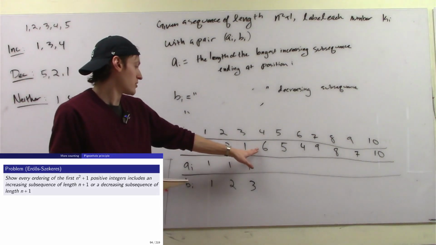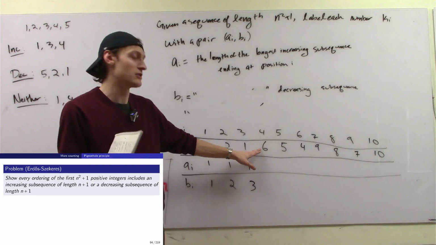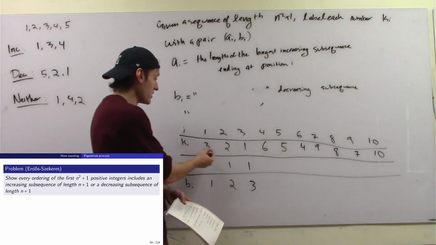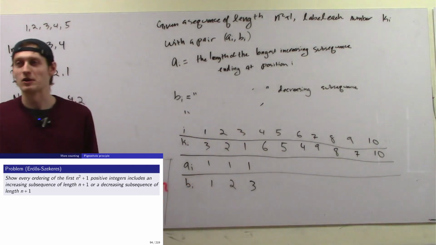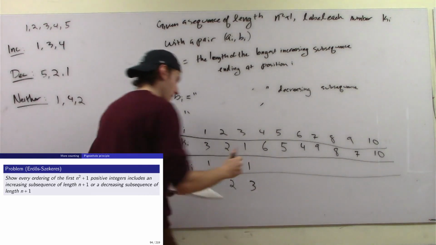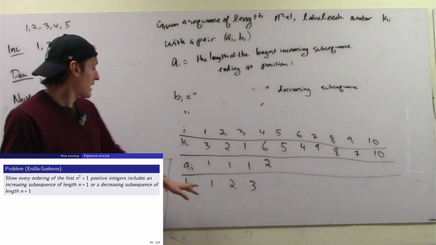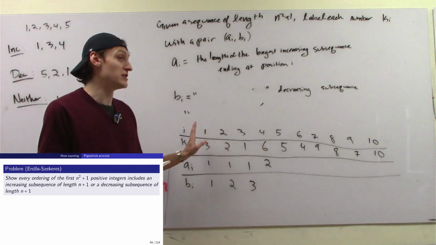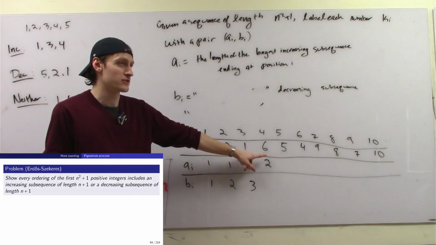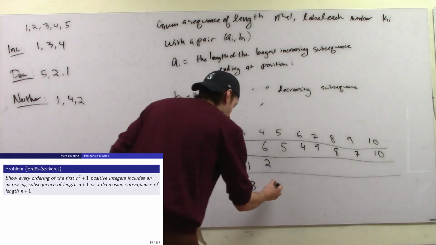What about here? So now we have the number 6 in the 4th position. We want to figure out the longest increasing subsequence ending here. Well, we can go 3, 6, we could go 2, 6, we could go 1, 6. Those are all subsequences of length 2. So the longest is of length 2 ending here. And 3, 2, and 1 are all less than 6, so we can't decrease and get down to 6. So the longest decreasing subsequence ending with a 6 is 1.